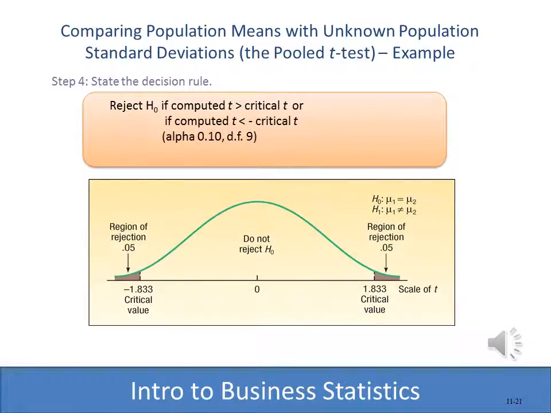All right, then we're going to have to figure out the critical value, or state the decision rule as the proper terminology says. It's a two-tail test. The significance level was 0.1. That means we're going to have 5% on each tail. We come up with a critical value of negative 1.833 and positive 1.833.